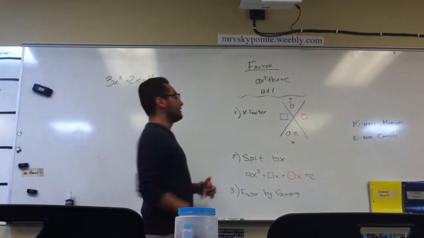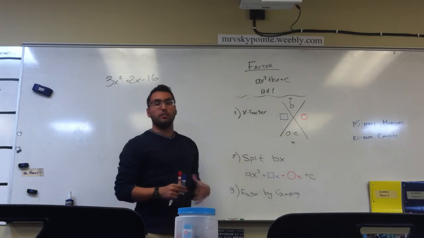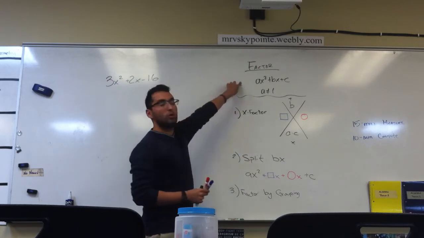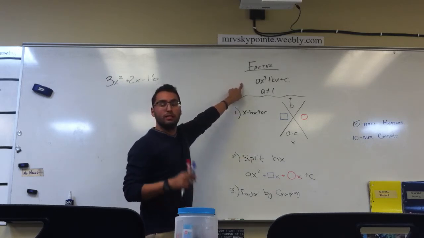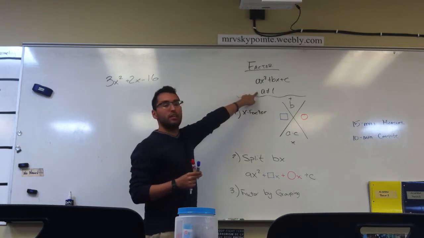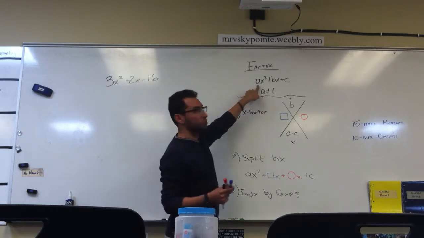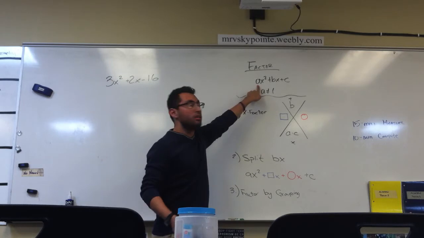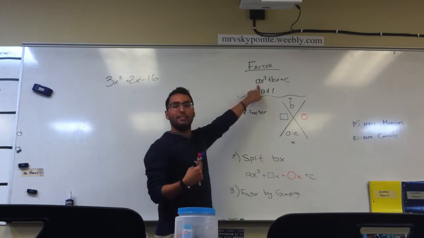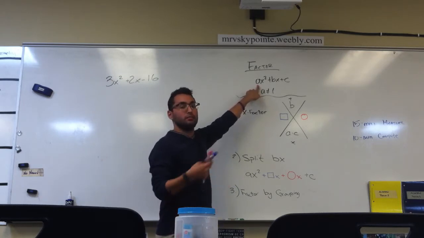Hey class, this video is on factoring trinomials where we have ax squared plus bx plus c. This is the case where a is not equal to 1. So this first term, x squared, has a coefficient that is something other than just 1. It could be 3, it could be 5, doesn't matter.